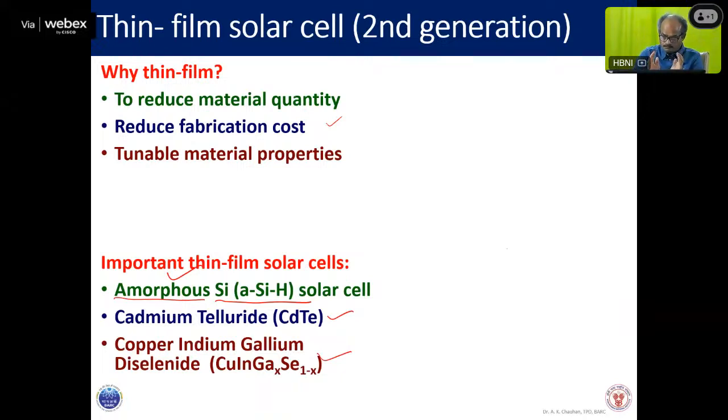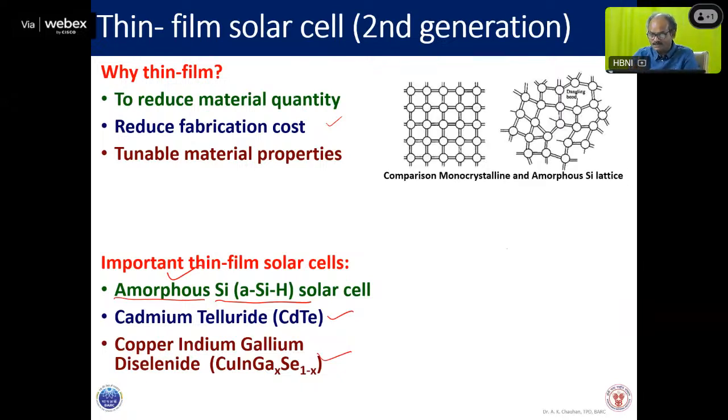So technically, all these solar cells are almost similar. So that's why I will have an opportunity to move very quickly, and you will be able to understand. First, just before going there, I will try to explain the difference between monocrystalline and amorphous, though by this time you already know.